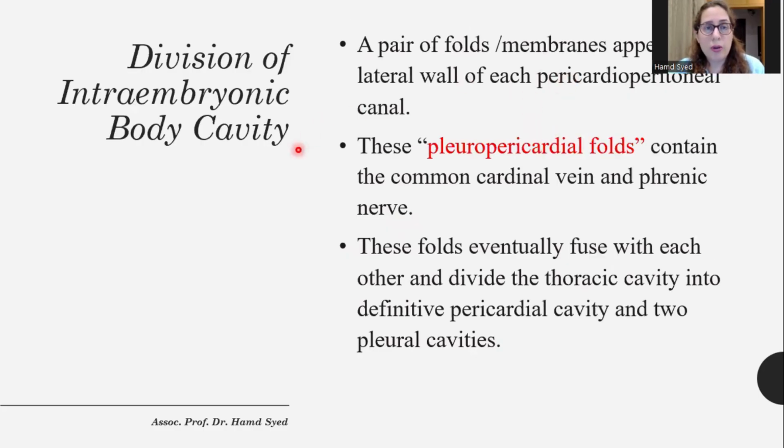Division of intraembryonic body cavity. Now, the division of our intraembryonic body cavity is made possible by the appearance of the folds, which are known as pleuropericardial folds. Now, they appear in the lateral wall of each pericardio-peritoneal canal. As the name indicates, pleuropericardial, these folds are going to divide the primitive thoracic cavity into the pleural cavities and the pericardial cavity. The folds themselves contain the common cardinal vein and the phrenic nerve.